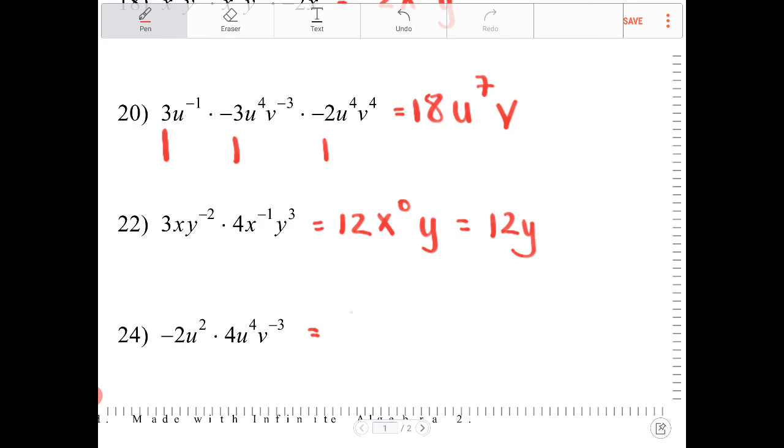Negative 2 and 4 makes negative 8. u to the 2nd and u to the 4th makes u to the 6th. And v to the negative 3, well, that's just v to the negative 3. I cannot leave my final answer with a negative exponent, so this is the same thing as negative 8 u to the 6th, all over v to the positive 3.